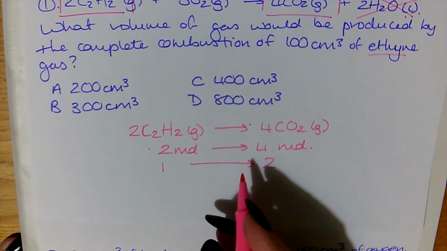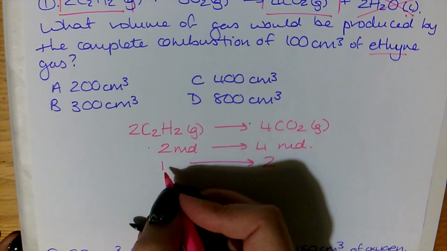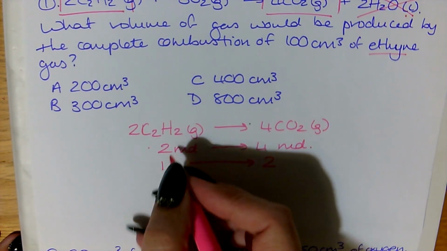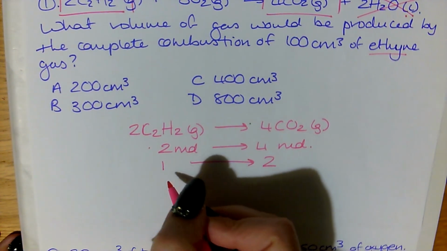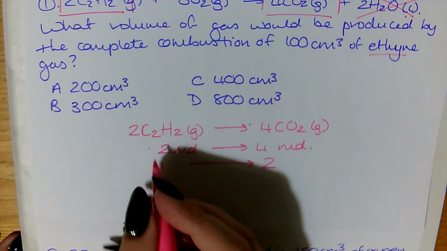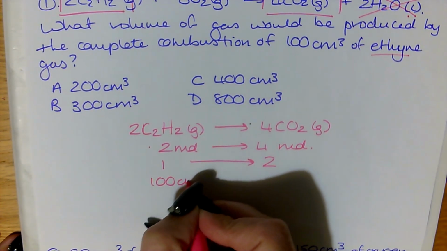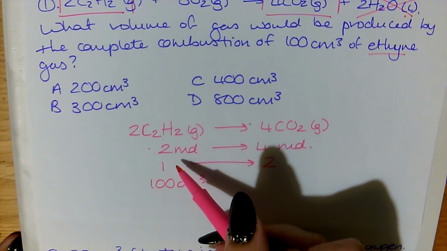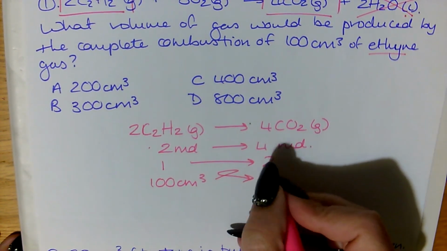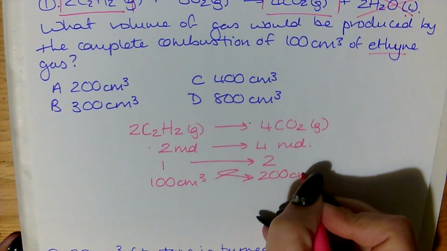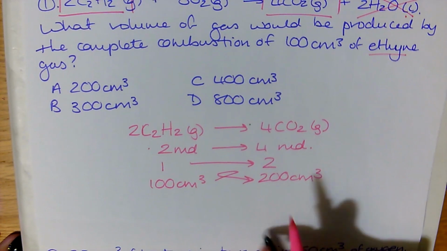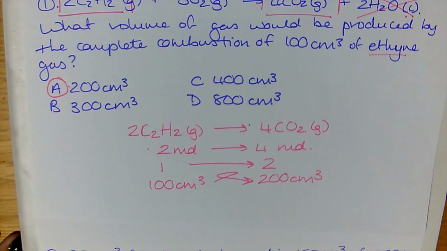Then what we are going to do is, we know from the question we have 100 centimetres cubed of ethane, so we can substitute that moles in for volume. So 1 mole equals 1 volume. This time our volume is 100 centimetres cubed. If 1 mole gives us 100 centimetres cubed, then 2 moles must give us 200 centimetres cubed. So your answer for this one would be A, 200 centimetres cubed.